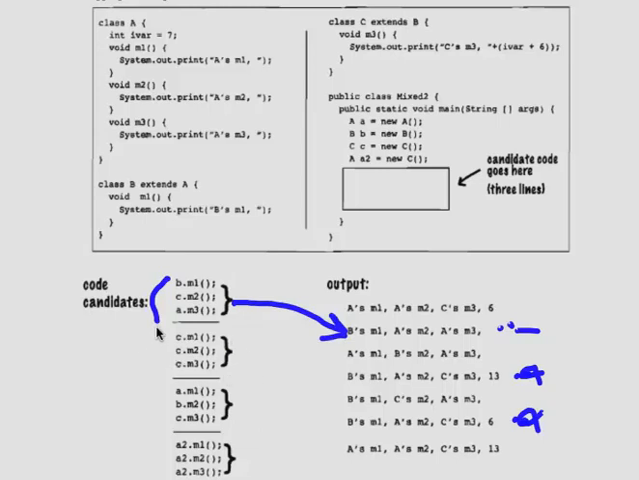Now, moving to the second one here. C.M1, C.M2, C.M3. Look at C's, they're all C's. Remember C, here it is, all it has is M3. So for M1, it goes to the parent. And for M2, there's M3 only, and M1 in the parent, so it has to go to M2, which is in here. Right, so let's see what the output is going to look like.